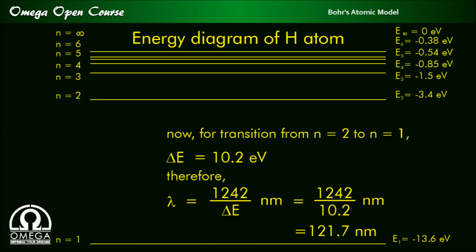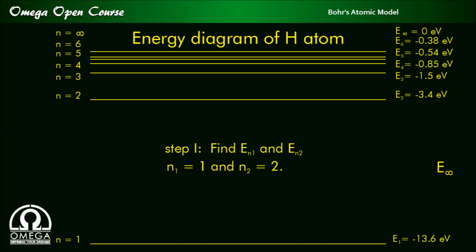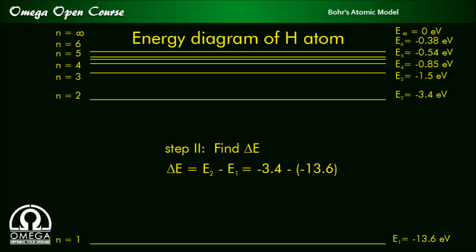Now let us summarize the above discussion and lay out the steps through which we can calculate the wavelength. Step 1 is to find the energy of the two orbits between which the electron is making the transition. In our case it was the second and first orbit. Energy of the first orbit is equal to minus 13.6 electron volts. Energy of the second orbit is equal to minus 3.4 electron volts. Step 2 is to find the difference of energy between these two orbits, that is, to calculate the value of delta E. In our case, it is minus 3.4 minus of minus 13.6, which is equal to 10.2 electron volts.